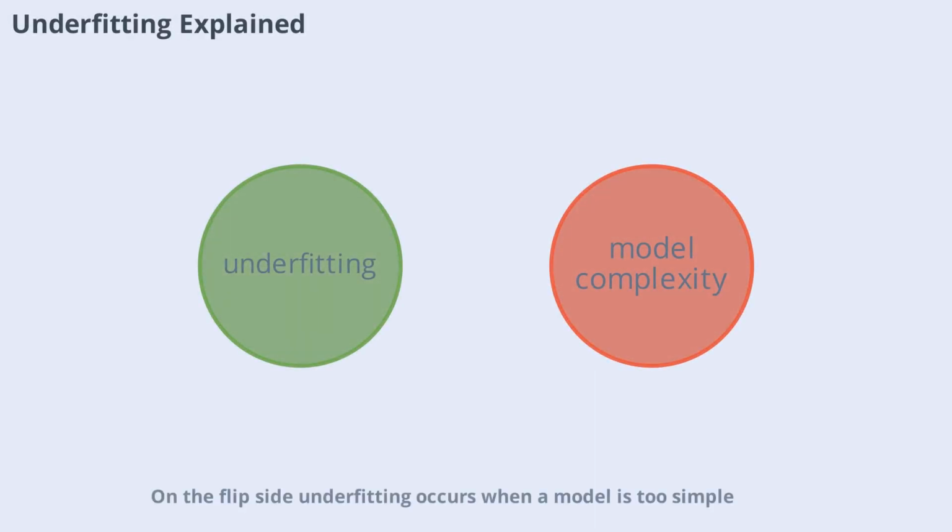The flip side, underfitting, occurs when a model is too simple to capture the underlying trend in the data. It might miss important patterns, leading to poor performance on both training and testing sets. Underfitting usually happens when the chosen model is not complex enough or when important features are left out. Striking the right balance between underfitting and overfitting is a core challenge in model fitting.